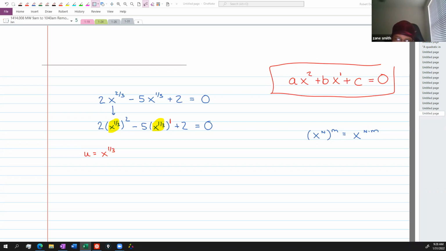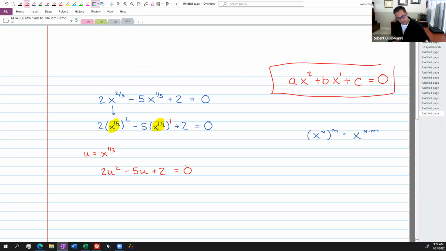Pretty much. Okay, can you tell me what the new equation is, replacing the x to the 1/3 with u? What is our new equation? Would it be 2u squared minus 5u and then plus 2? Yep, that's it. Okay, good. There we go. Now we need to see if we can factor that. If it doesn't factor, you can use the quadratic formula. Either way, we need to get to 2 answers.